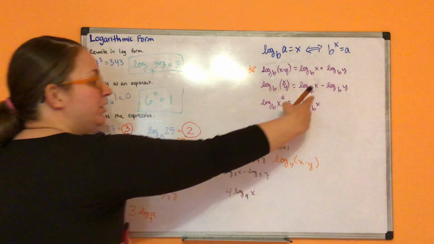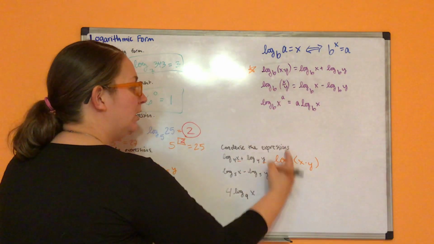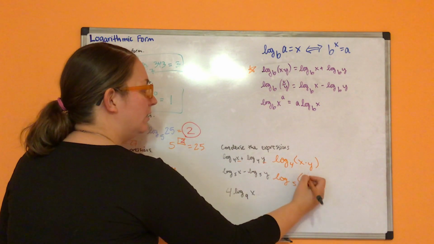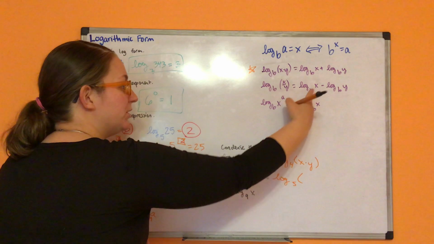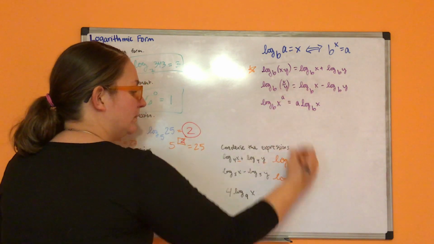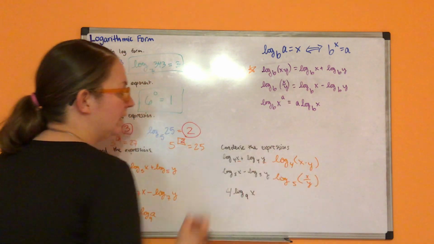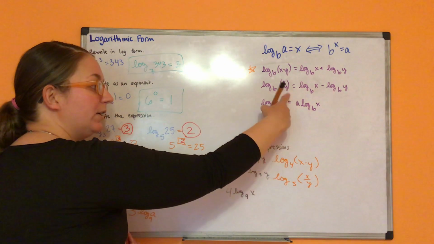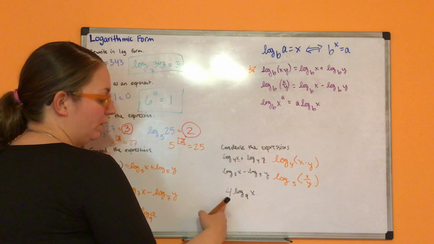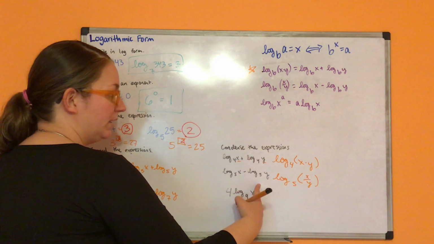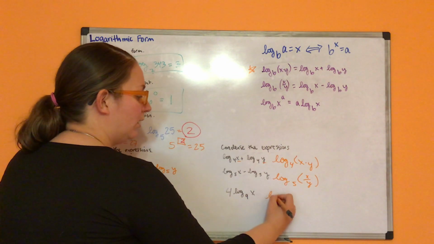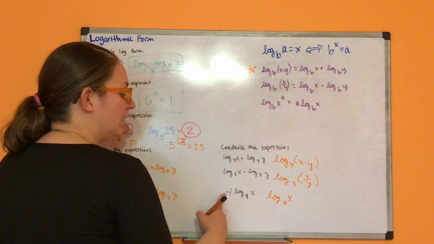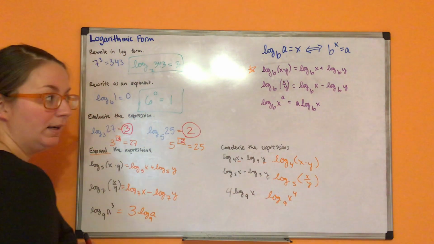Next one has subtraction. Subtraction turns into division. When we turn it to division, we only write our log once. This time my base is 5, and then I write my arguments as a fraction, top, bottom, so x over y. Last but not least, I have a number in front. A coefficient in front becomes an exponent. So this 4 here is going to become an exponent 4 instead. When it becomes an exponent, we write log first, then our base, which here is 9, then x, and this becomes exponent 4 on that x.